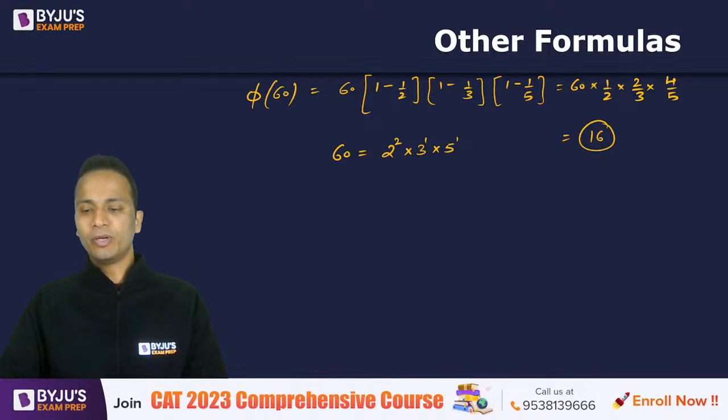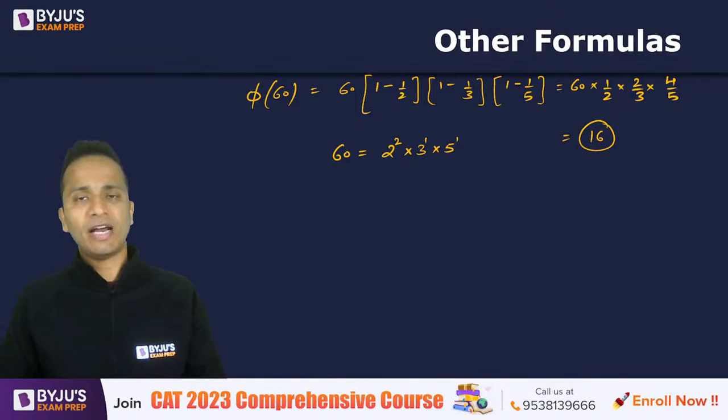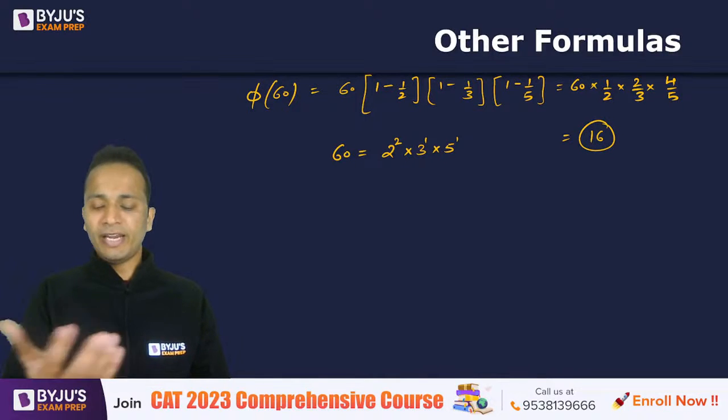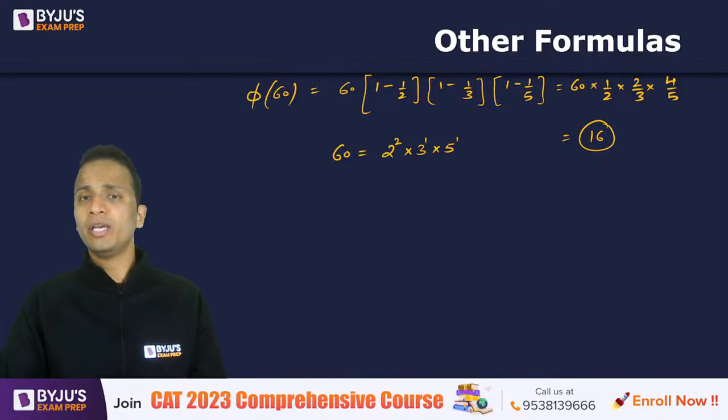So these are some important formulas which are related to finding the number of factors, writing a number as the product of two factors, or finding out the Euler number of any number, which will be useful in Euler's theorem.